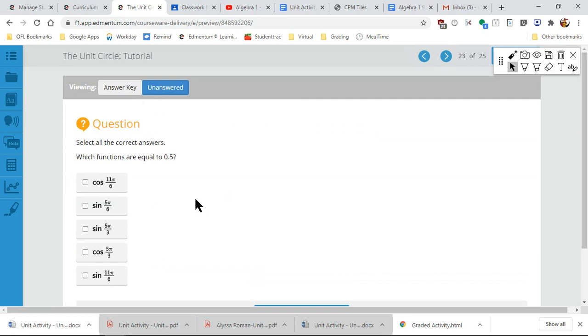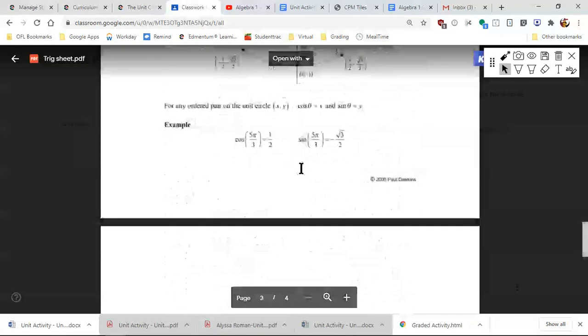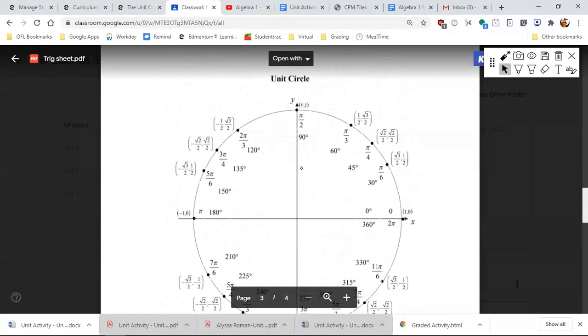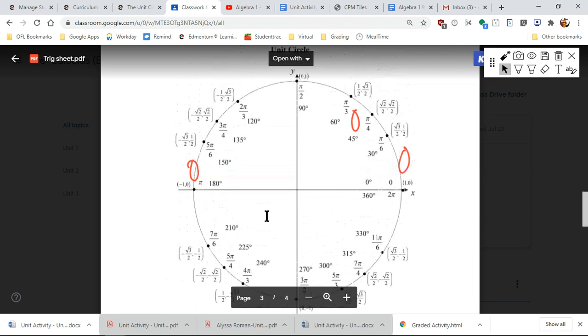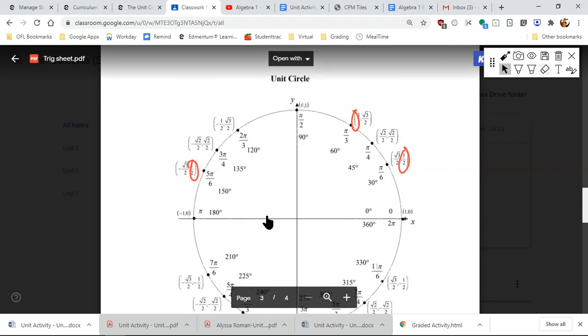So looking at this one, which one of these has a value of 1/2? So if we look at our unit circle, and again, you guys are free to use this, 0.5 is just 1/2. So if I'm looking at this, I'm like, okay, cool. So here's 1/2, here's 1/2. These aren't 1/2, so these are negatives. But there is a positive 1/2 here. And if I look over here, oh no, darn it. I see that there is a positive 1/2 here. So these are the only spots that have 1/2. So we should have three answers.